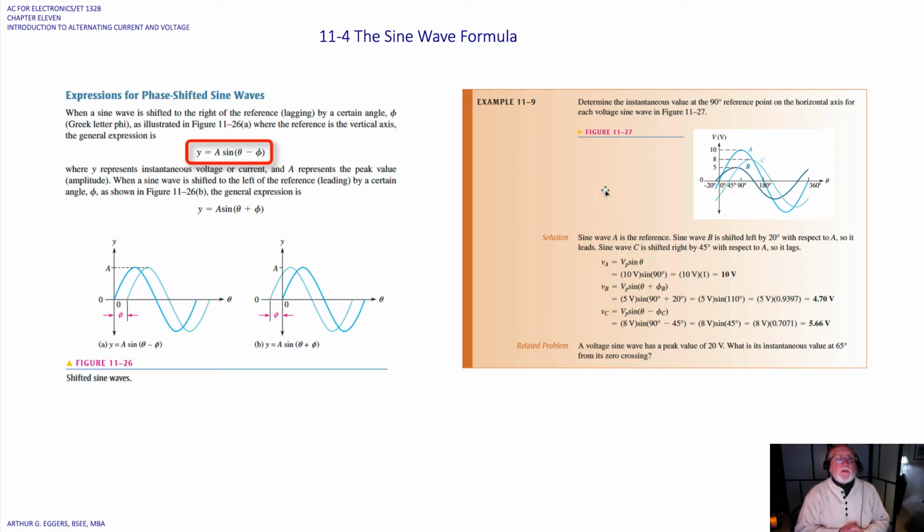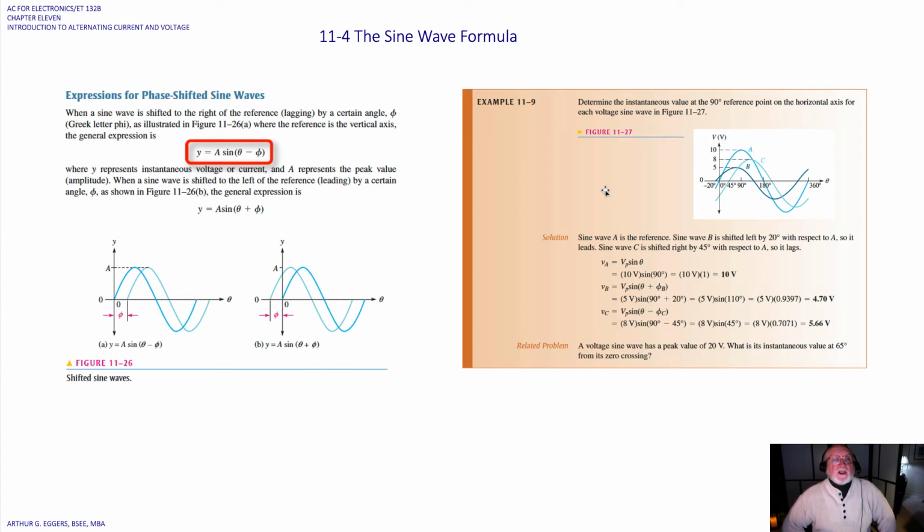When a sine wave is shifted to the right of the reference, remember we called that lagging, by a certain angle, there's our other Greek letter phi, where the reference is the vertical axis, the expression becomes y is equal to the amplitude times the sine of the difference, theta minus phi, where y represents the instantaneous voltage or current and A represents the amplitude or the peak value for the expression.